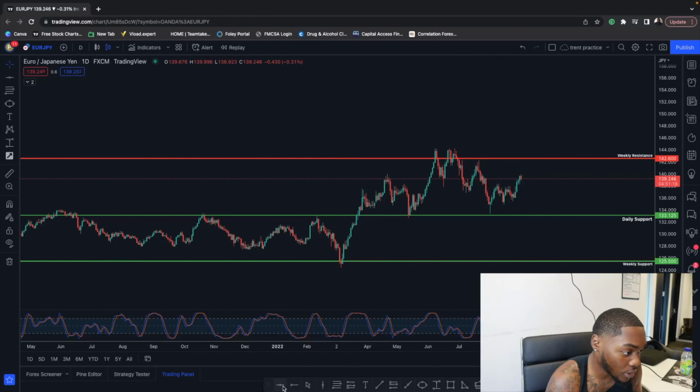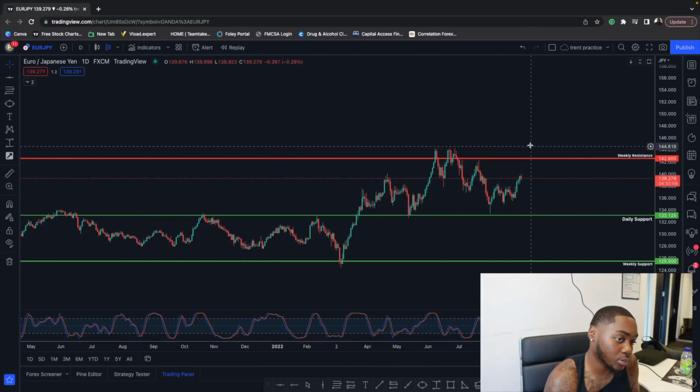I mean, you could put one right here on this level. Let me delete this line, because this is somewhat of a resistance here, but it's too close to our weekly resistance. So in this case, I probably wouldn't put any daily resistance, just because our weekly resistance sits right here.